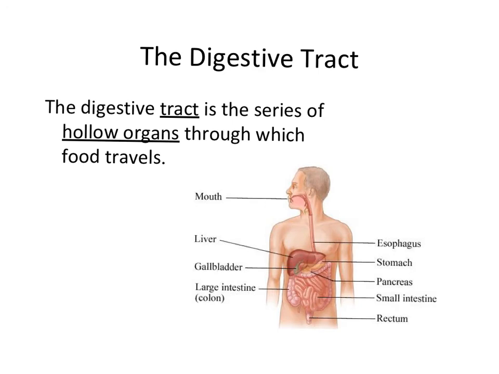The digestive system is basically a hollow tube or tract from your mouth to your anus. Food enters through the mouth, gets processed, nutrients are absorbed, and then it exits out the anus.